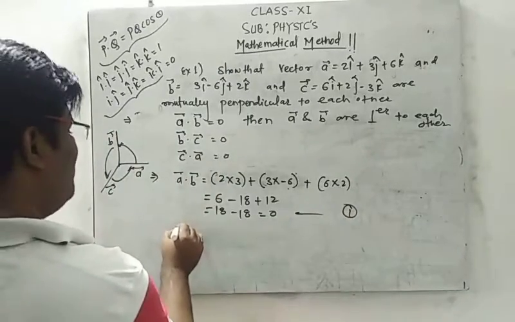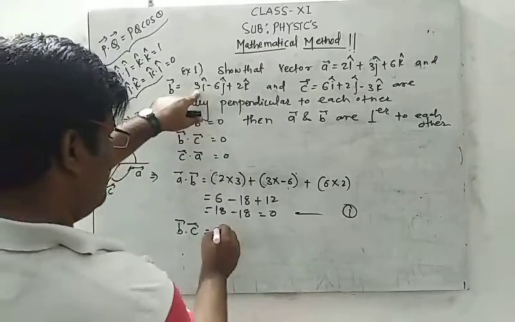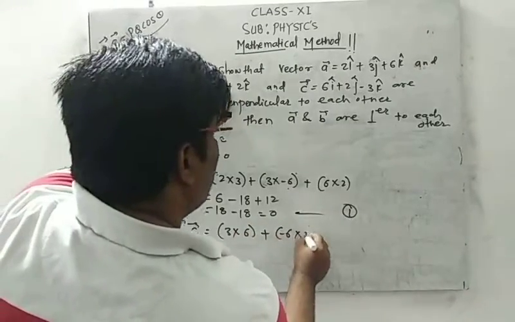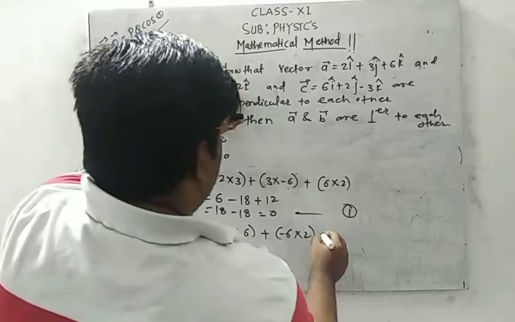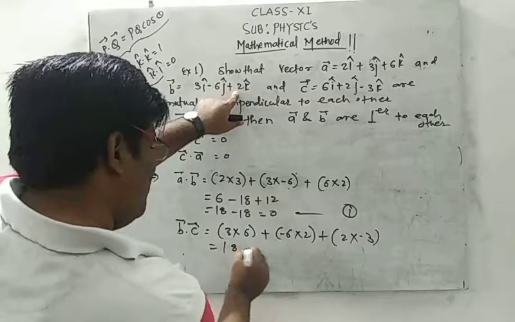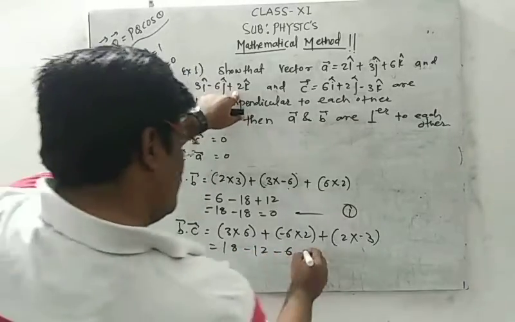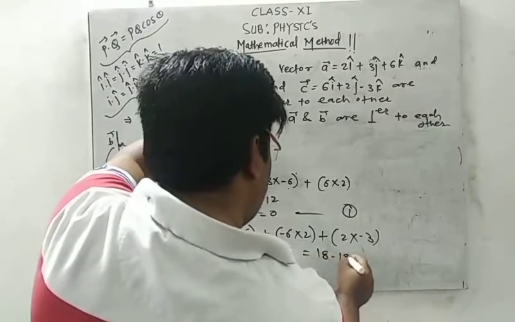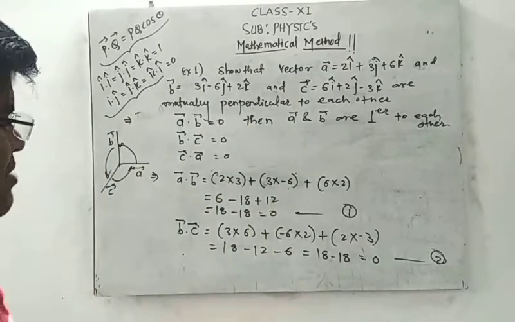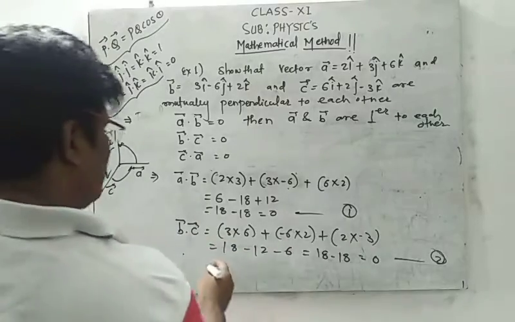Similarly, we do for b bar dot c bar. Therefore this is 3 multiplied by 6 plus minus 6 multiplied by 2, next 2 multiplied by minus 3. So this is equal to 18 minus 12 minus 6. So this is equal to 18 minus 18. This is again 0. This is equation number 2. Right? So b bar and c bar are also perpendicular to each other. Therefore, this scalar product is equal to 0.